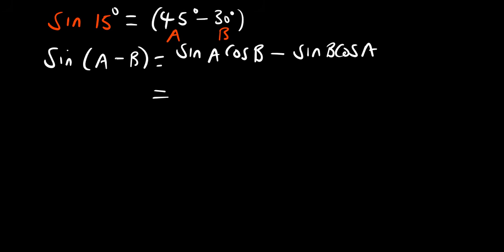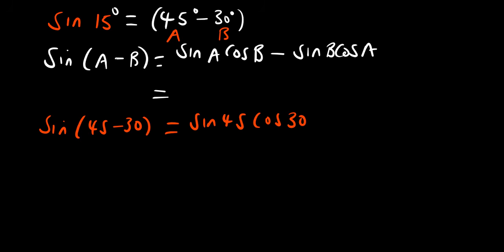In this case, we're just going to separate, to put them nicely. So we're going to say sine of 45 minus 30 is just the same as sine 45 cos 30 minus sine of 30 cos of 45. So this is what we have. Now our duty is just to solve what we have.